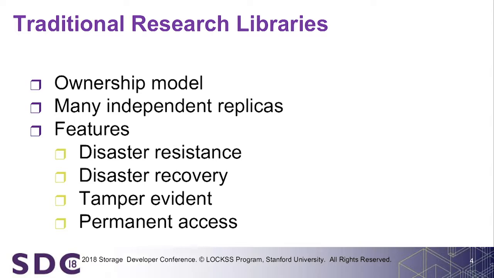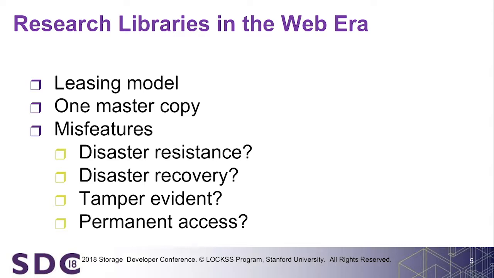And it offers permanent access. So the goal is to offer access to the information over the long term, usually longer than the lifetime of people. So when scholarly publishing went on the web, this model was completely upset.